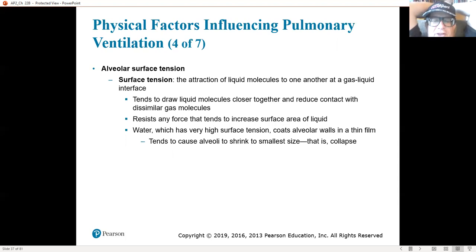So the surface tension, the attraction of liquid molecules to one another. Well, molecules trying to hold on to each other. This draws liquid molecules together, reduces contact with dissimilar gas molecules, and resists any force that increases surface area of the liquid. Yeah, fine. Water has a high surface tension, and it coats the alveolar walls in a thin film. It tends to take that little round alveoli and make it want to collapse. So we have to release surfactants into it to make it less surface tensiony.